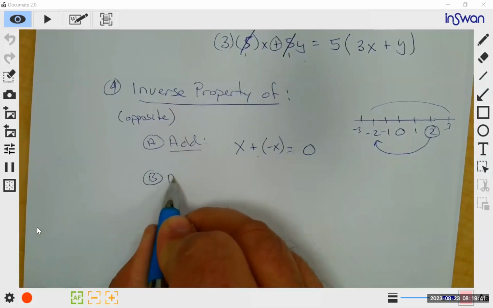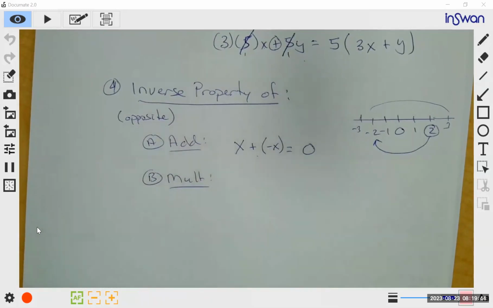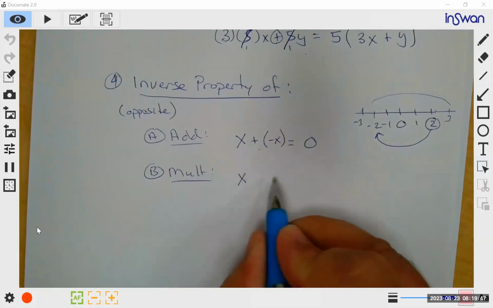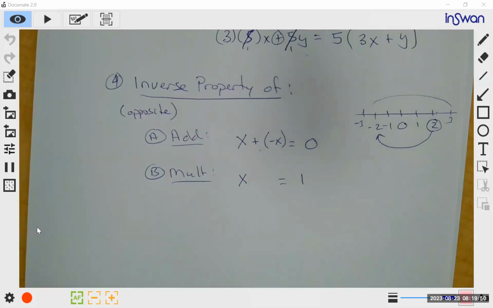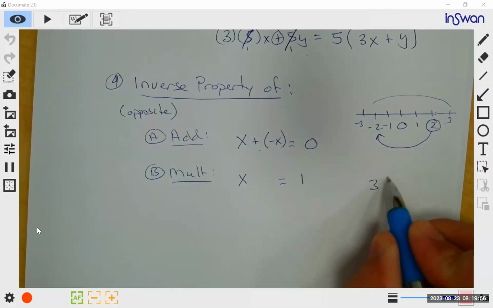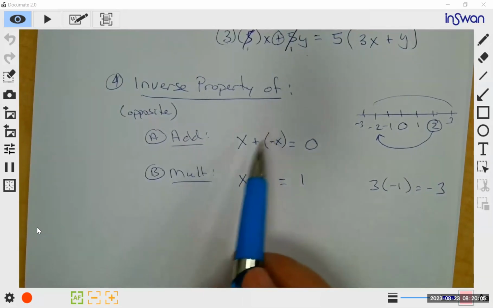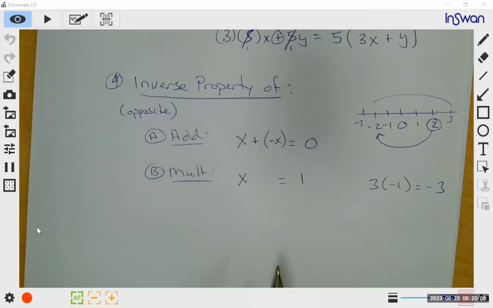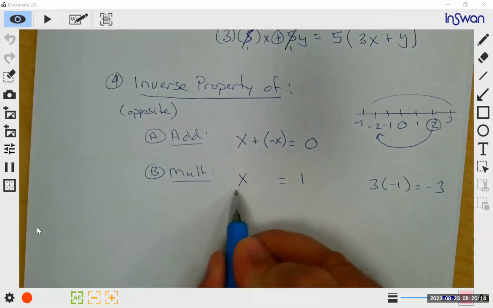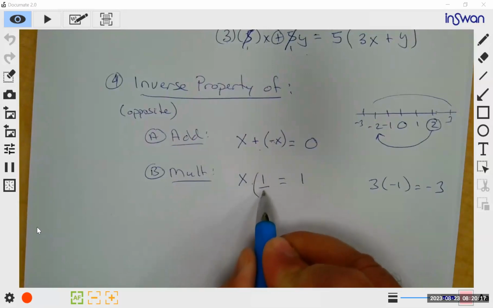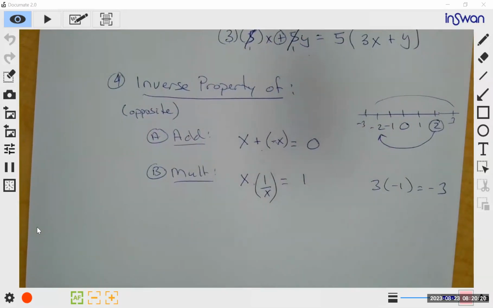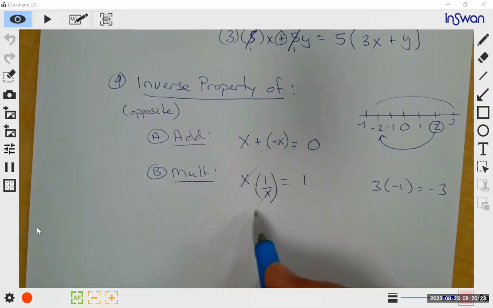The inverse property of multiplication, what times x gives me 1? No. Because if I had 3 times negative 1, I would simply have negative 3. Good try though. I mean, that's what we did up here. Basically, the inverse is how do we get rid of something? What's the opposite of a multiplication? Division. So the inverse would be 1 over x. It's the flip of whatever you're multiplying by. Because the x's cancel, we're left with 1.